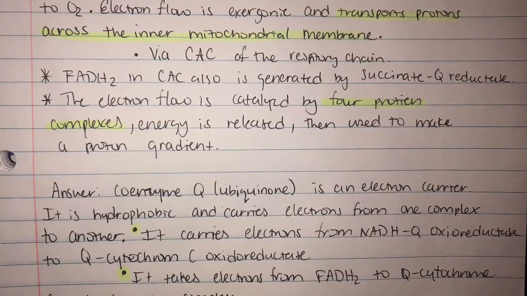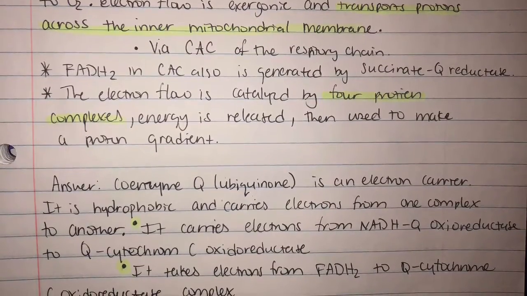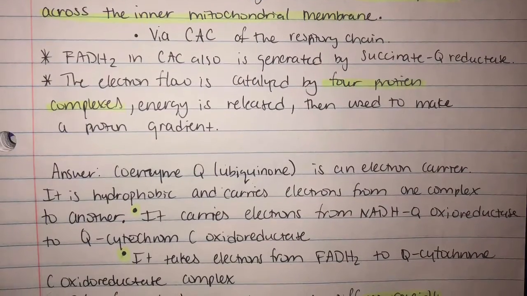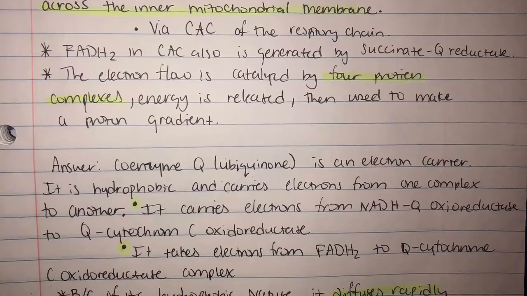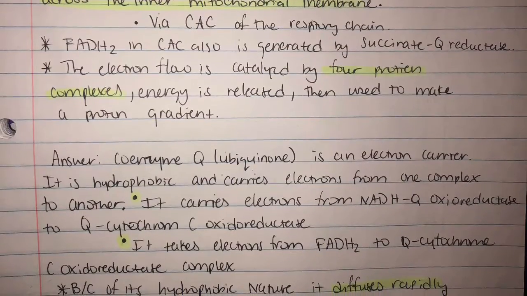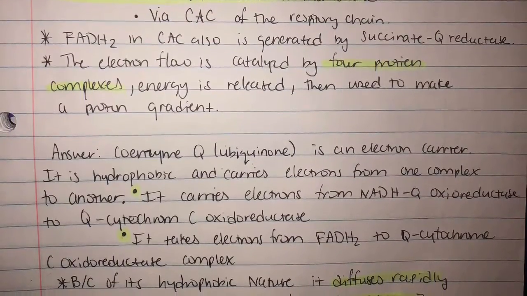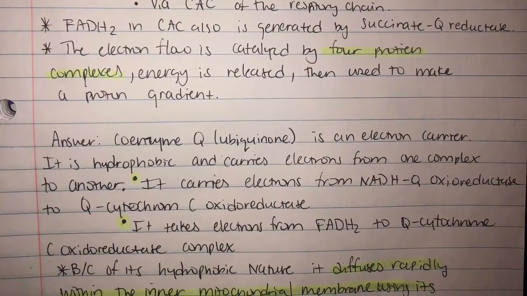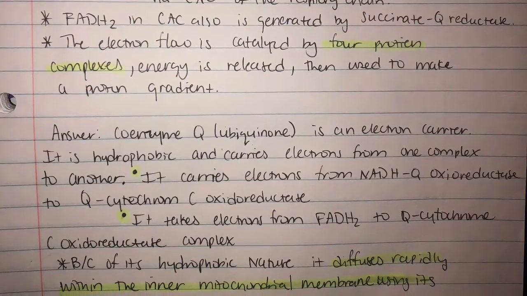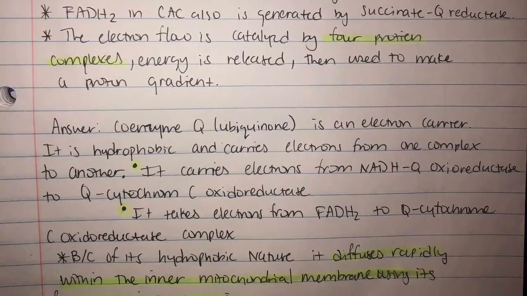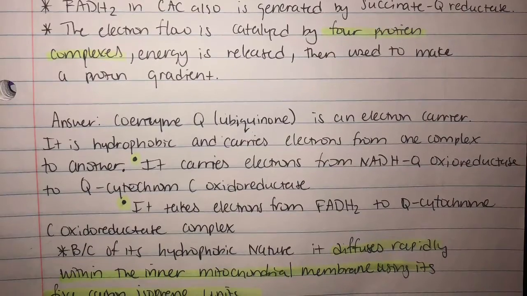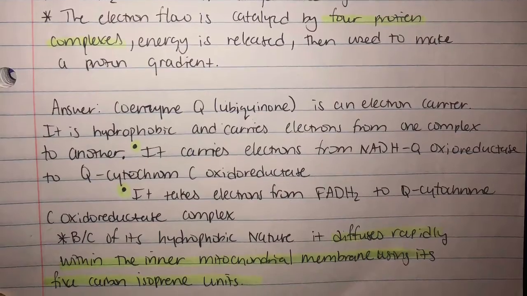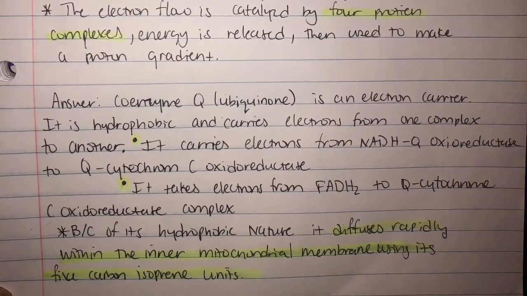Coenzyme Q is an electron carrier. It is hydrophobic and it carries electrons from one complex to another. Okay, so it carries electrons from NADH to Q cytochrome C oxidoreductase. It takes electrons from FADH2 to Q cytochrome C oxidoreductase as well. Because of its hydrophobic nature, it diffuses rapidly within the inner mitochondrial membrane using its 5 carbon isoprene units.